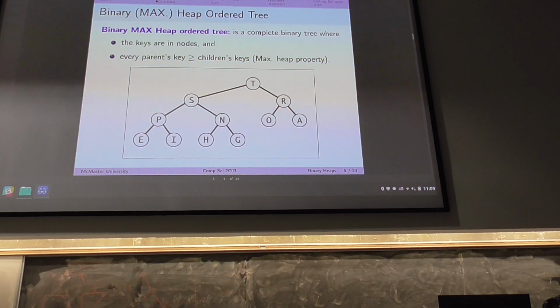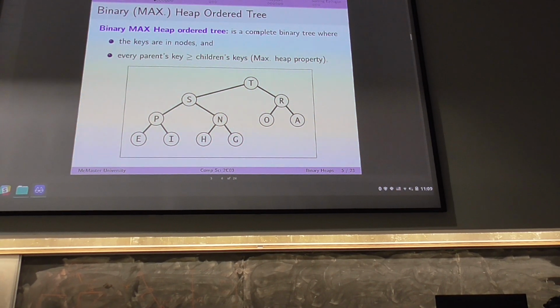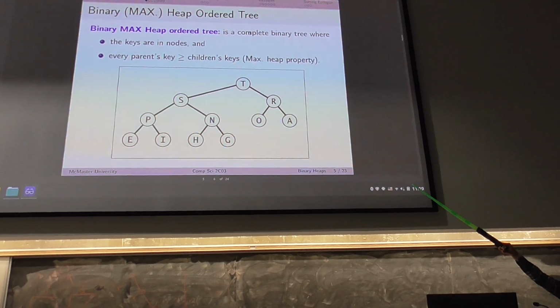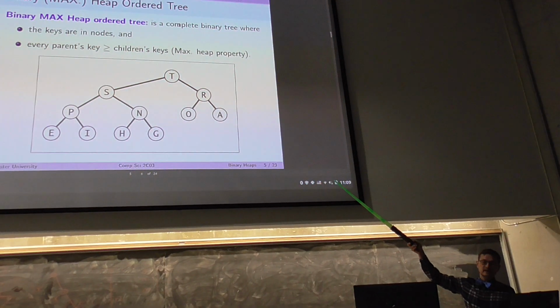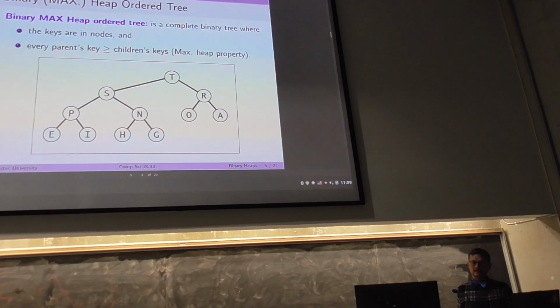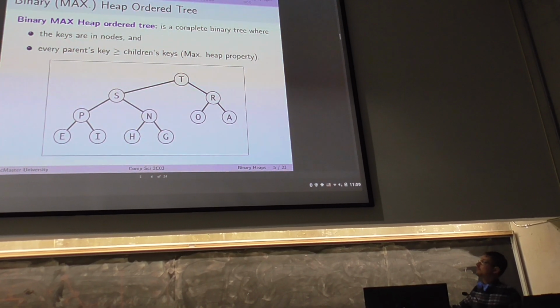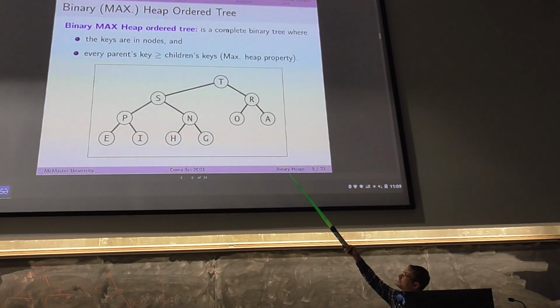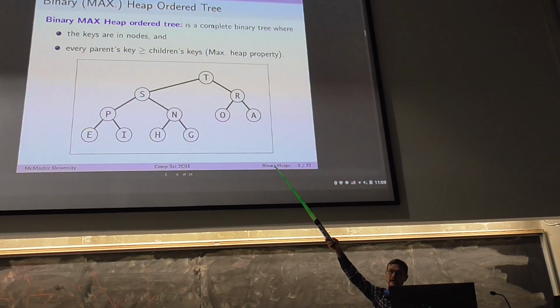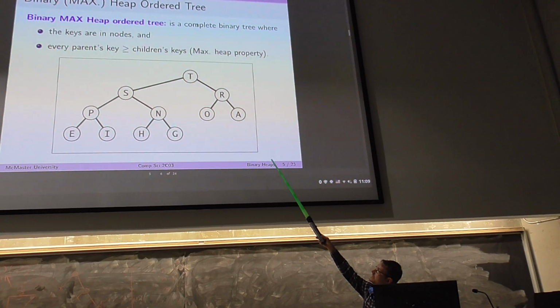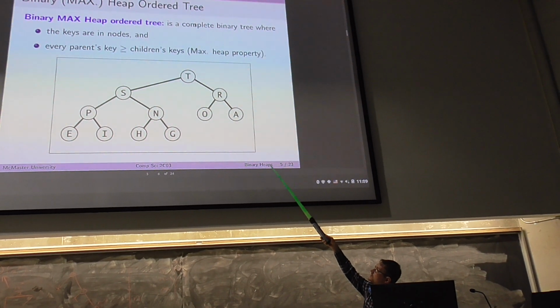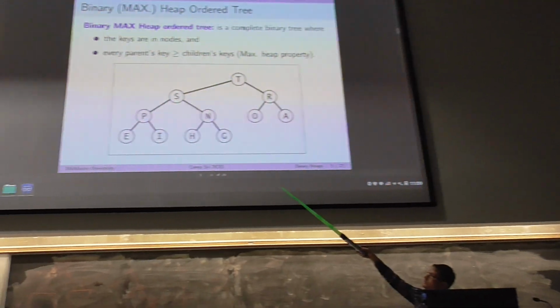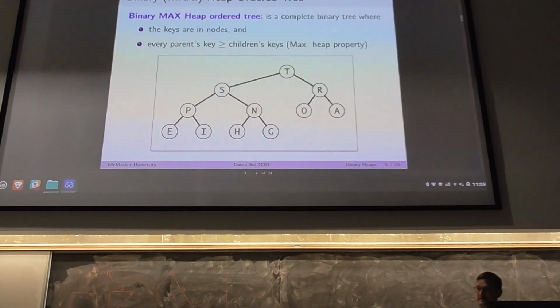In this case, our keys are in the nodes, and every parent's key is greater than or equal to the children's keys. This is the maximum heap property. So if you take a look at this example, again going by alphabetic ordering, T is greater than S and R, R is greater than O or A, S is greater than P or N, etc., etc.